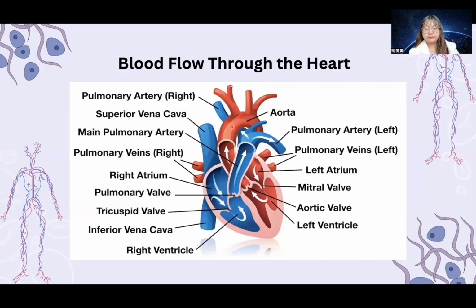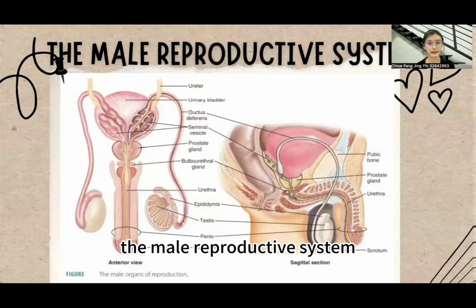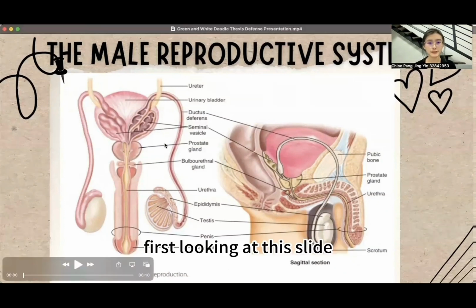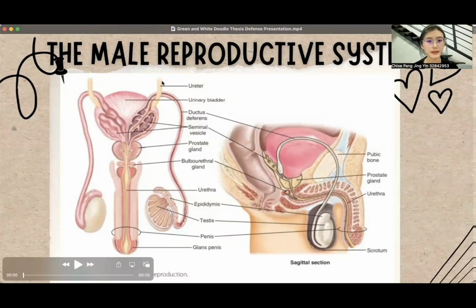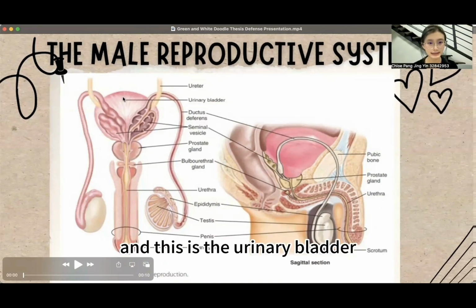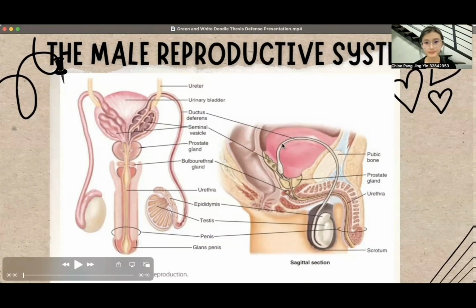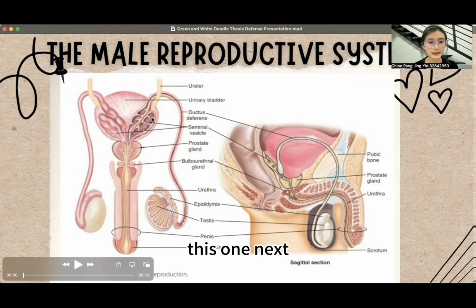Hi guys, my name is Chloe, and today I'd like to introduce to you the male reproductive system. First, looking at the slide, this is the anterior section and this is the sagittal section for the male reproductive system. Next, let me introduce you, this is the ureter, and this is the urinary bladder, and this is the ductus deferens, this one. Next, this is the seminal vesicle.